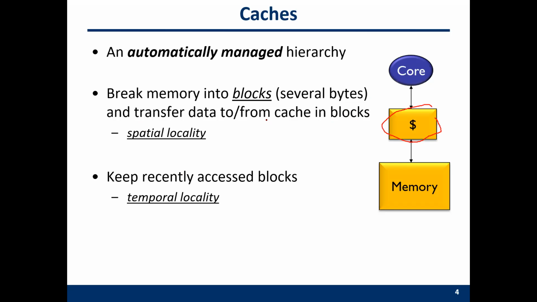So we can break the cache into blocks of several bytes. Typically, each block is called one cache line. Each cache line is 64 bytes nowadays. And when we transfer a piece of data from the cache or to the cache, we do that at the granularity of blocks, or cache lines, which is 64 bytes.